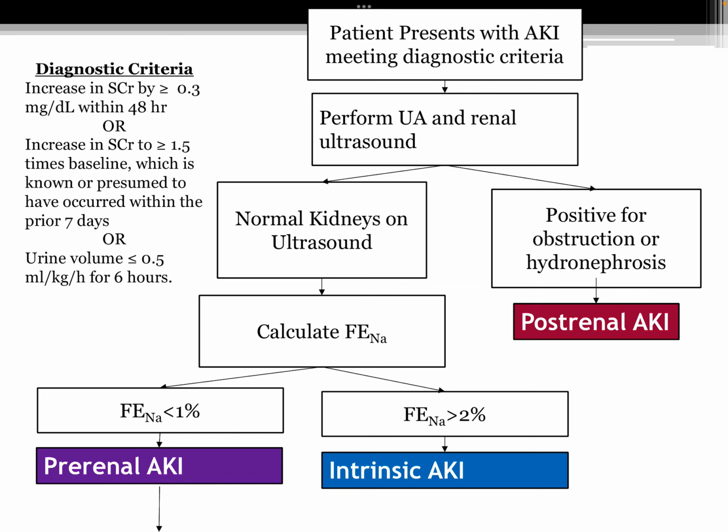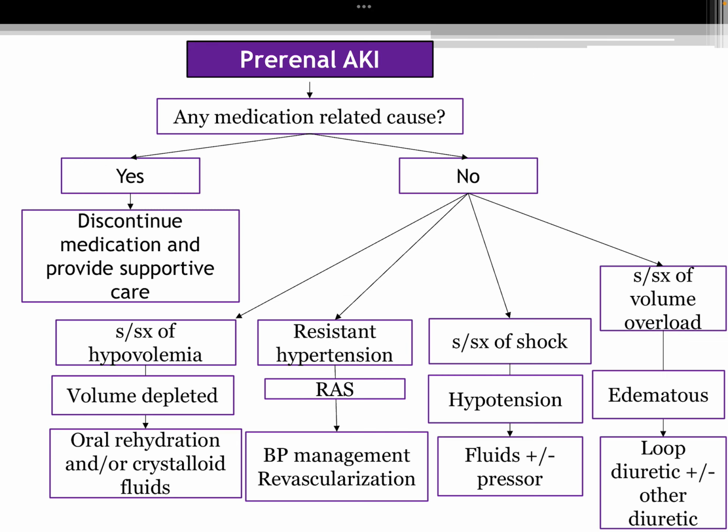So let's look at this. So once we know that the patient has met the diagnostic criteria for an AKI, we'll perform a renal ultrasound. If there's any obstructions or anything like that, we will assume that it's post-renal. But if the kidneys are normal in ultrasound, we will calculate a FeNA. If the FeNA is less than 1, that's how we know it's pre-renal. And then if there is a medication-related cause, we want to discontinue it.